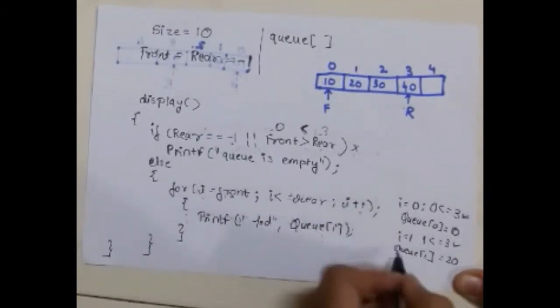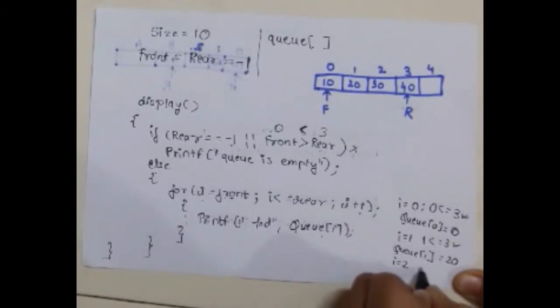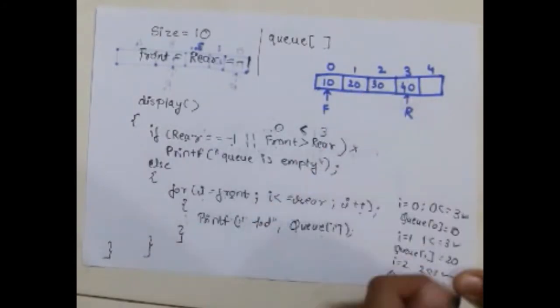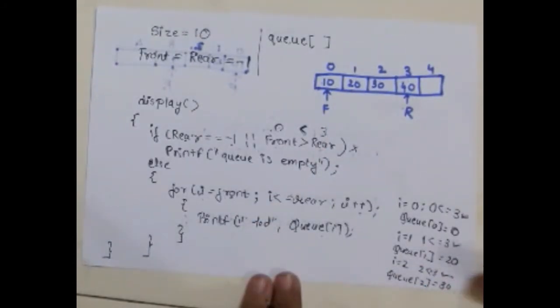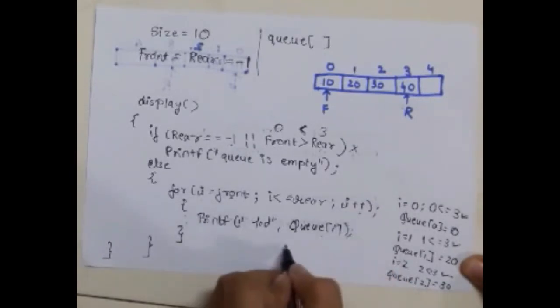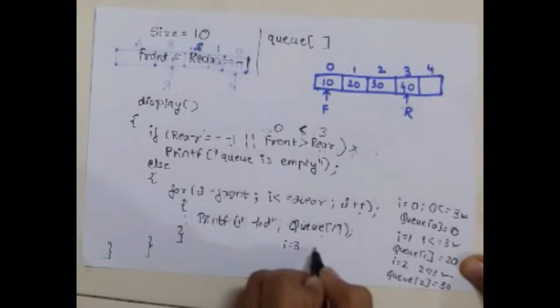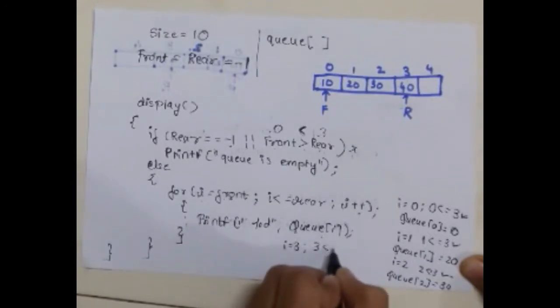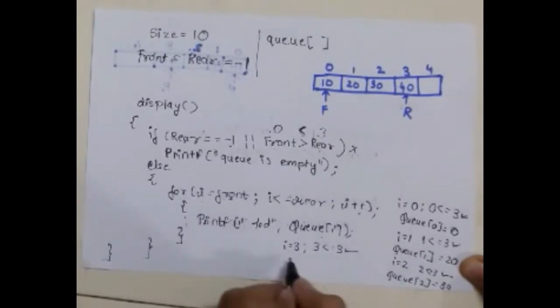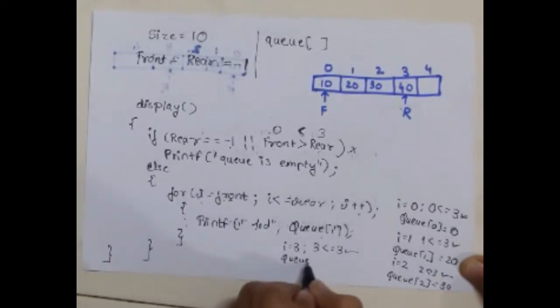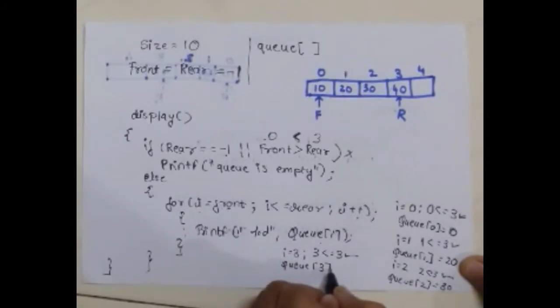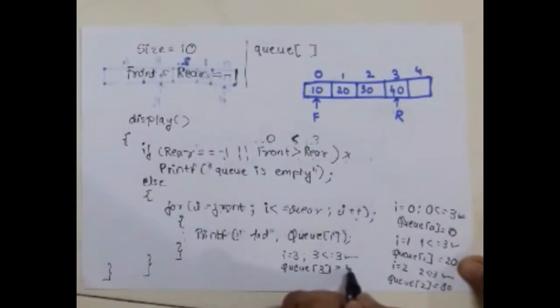Now again I will be incremented. I will be equal to 2. So 2 is less than equals to 3. Yes, condition satisfied. So Q of 2 equals to 30. So 30 will be displayed. Now again I will be incremented. So value of I will be 3. I equals to 3. 3 is less than equals to 3. Yes, condition satisfied. So Q of 3 will be printed, and that is 40. So 40 will be printed.